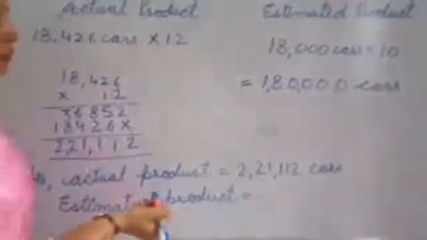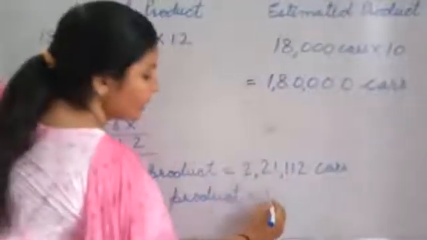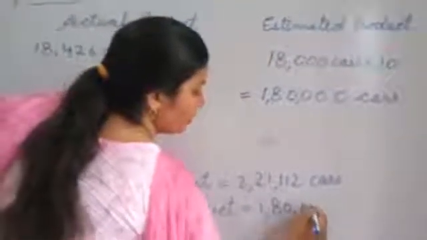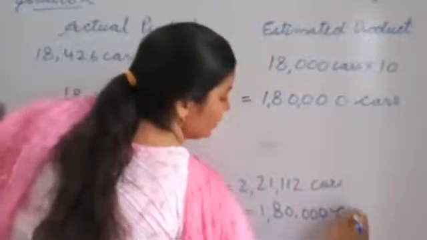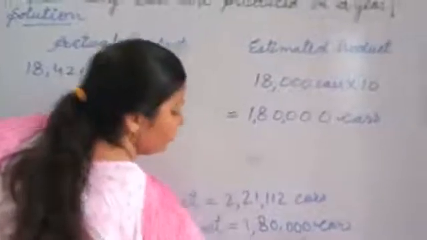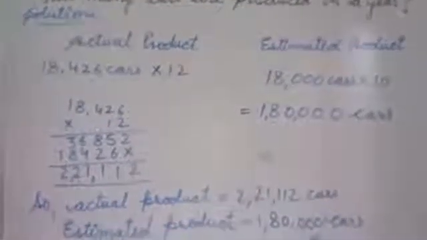Estimated product is how much? 1,80,000 cars. This is the estimation. Okay, that's your answer. Now question number 5.